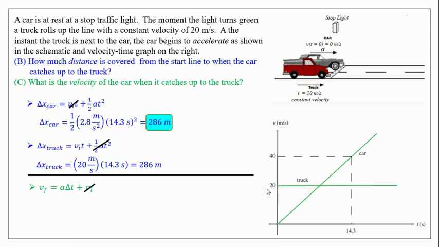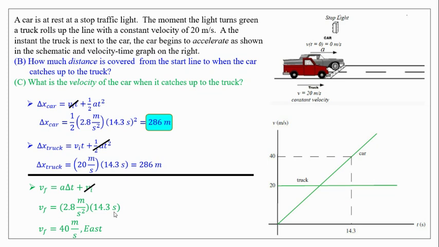Okay, so part C asks for the information for the car. Therefore, the acceleration for the car is 2.8 meters per second squared. I know that it caught up to the truck after a time of 14.3 seconds, so I can figure that velocity out simply by using the time that I calculated in part A. Okay, so 2.8 times 14.3 seconds will give you a velocity of about 40 meters per second.